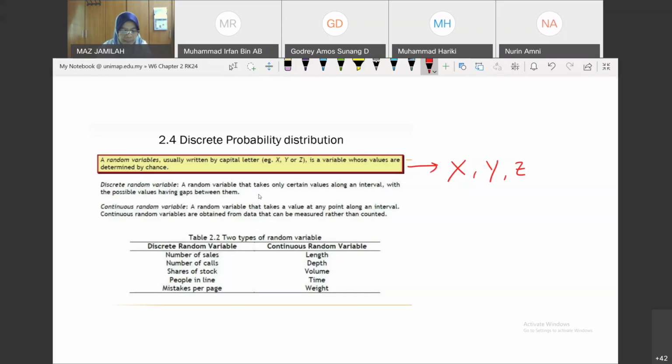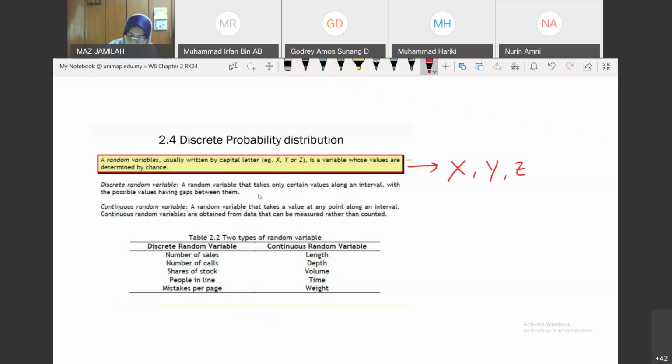For a continuous random variable, it is the reverse of the discrete random variable. When we have a discrete random variable, I have a variable that follows the discrete criteria. What if I have an experiment that does not follow the discrete criteria? That falls under the continuous random variable. So what is a continuous random variable? It is a random variable that takes a value at any point along the interval.